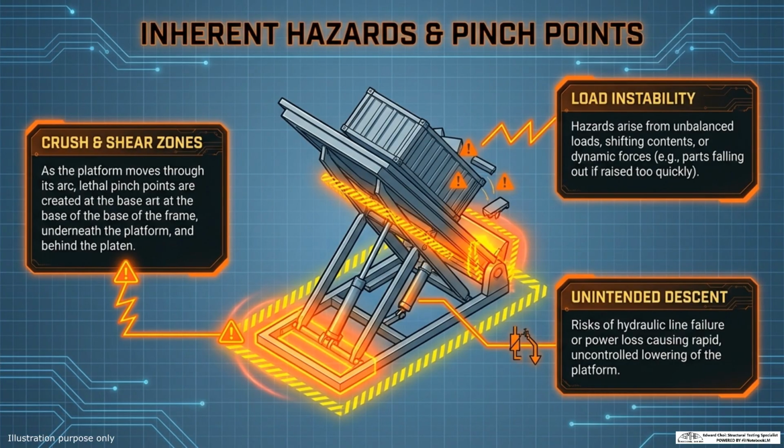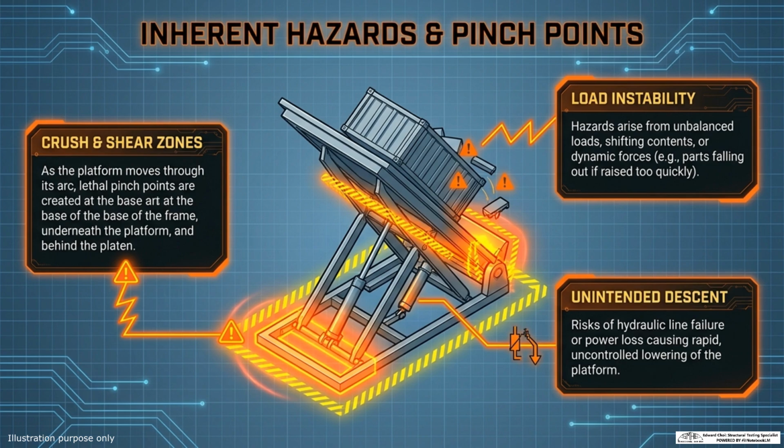Let's talk honestly about what these machines can do to a person if the hazards are not managed. As the platform moves through its arc, lethal crush and shear zones are created at the base of the frame, underneath the platform, and behind the platen. These are not hypothetical hazards. They are geometric certainties of how the machine operates.